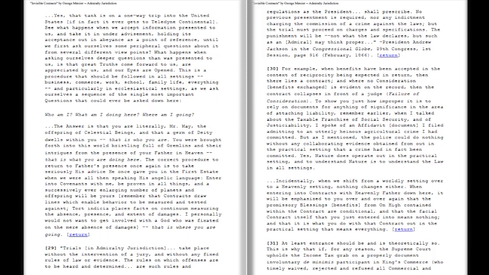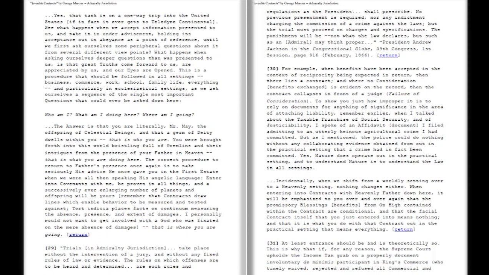When entering into contracts with Heavenly Father down here, it will be emphasized to you over and over again that the promissory blessings, benefits from on high contained within the contract are conditional, and that the facial contract itself that you just entered into means nothing, and that it is what you do with that contract out in the practical setting that means everything.